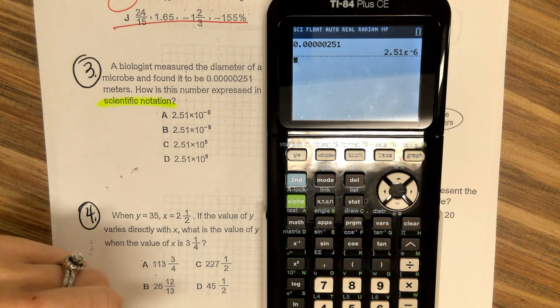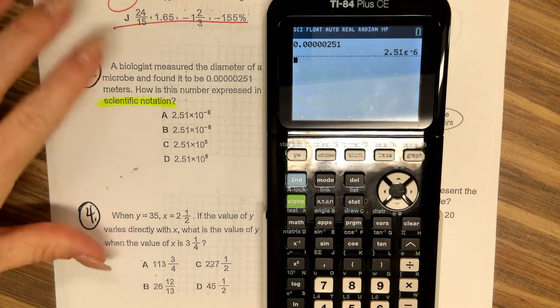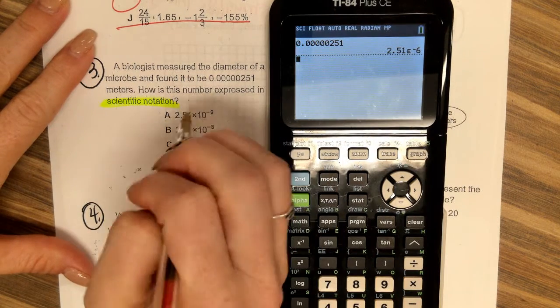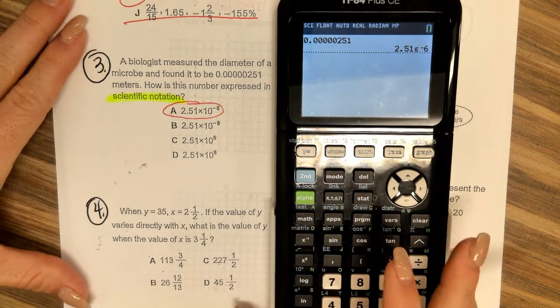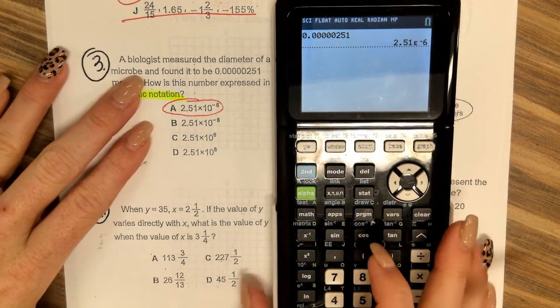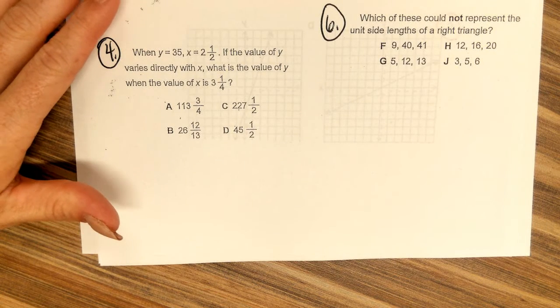The only thing I don't write is the E. What goes instead of the E? Times 10 with an exponent of -6. So the answer was A. Very good. Number 4, I'm going to give you a second to read it, and then we're going to pick the clue word together.